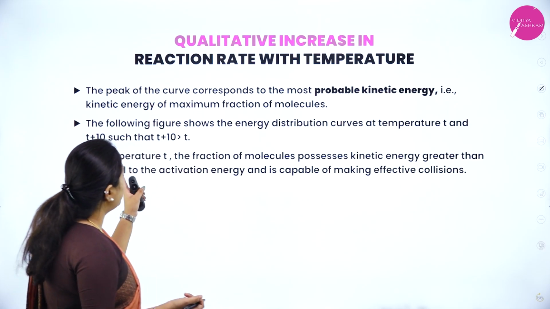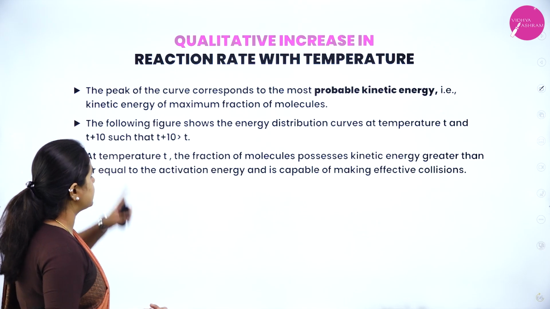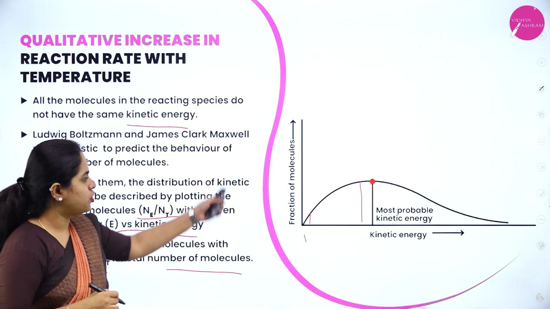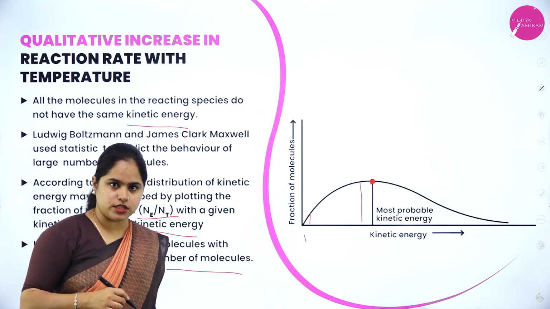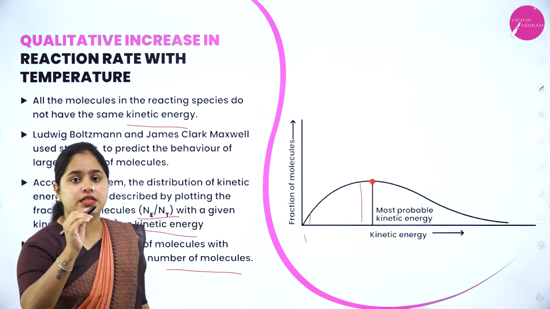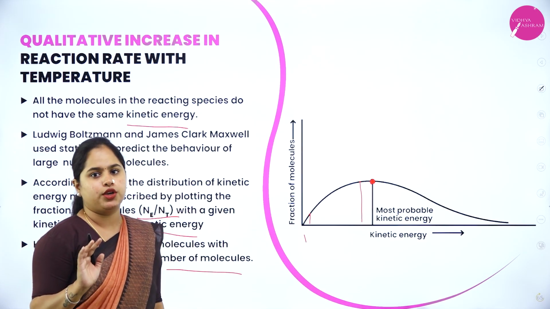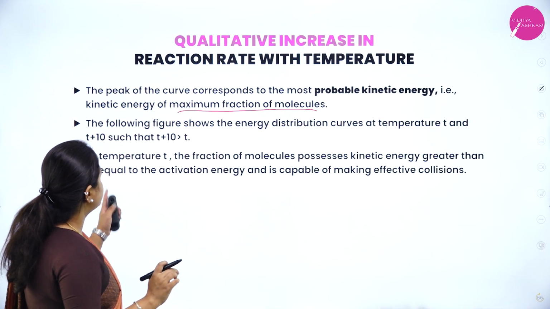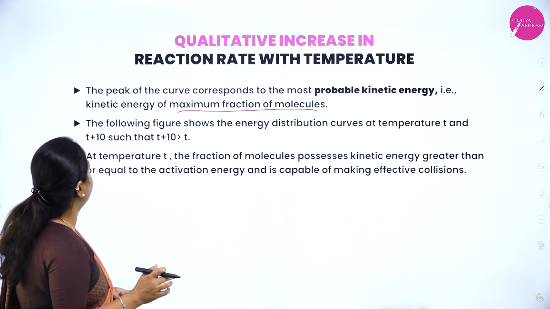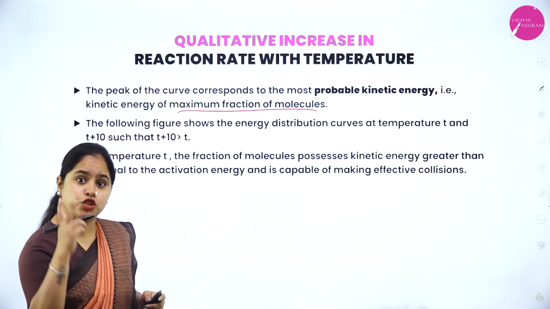The peak of the curve corresponds to the most probable kinetic energy, that is, the kinetic energy of the maximum fraction of molecules. If we plot a graph between the fraction of molecules and kinetic energy, we'll get a peak in the curve. That peak represents the kinetic energy possessed by the maximum number of molecules. I hope it is clear. Now we are going to see a figure here. Let's see this graph also. The following figure shows the energy distribution curves at two temperatures.